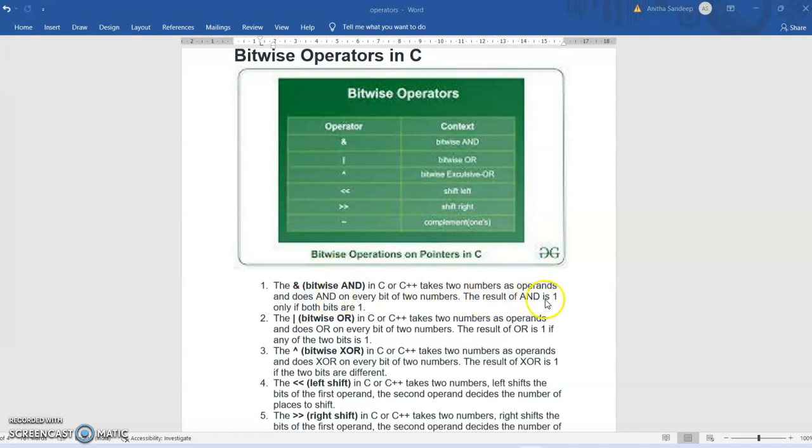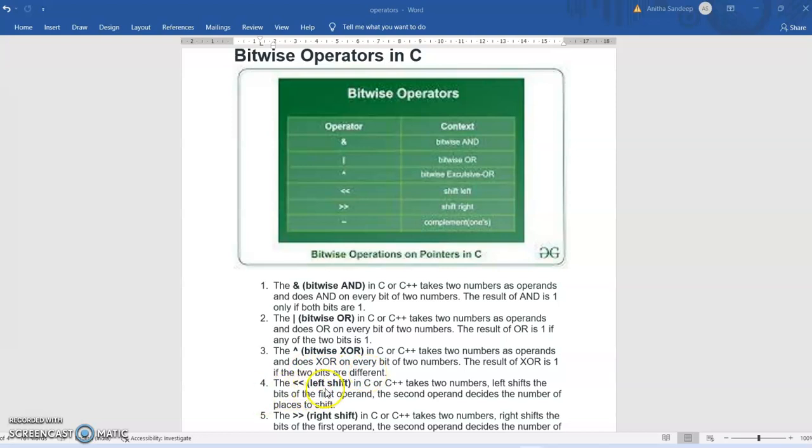So the result of AND is 1 when both the bits are 1. Next is bitwise OR. Again, it takes two integer operands, and the result of bitwise OR is 1 if any one of the two bits is 1. This will be done for every bit of the input data. Next is bitwise XOR. Here again, it takes two operands, and the result of XOR is 1 if both the bits are different. It means one is 0 and other is 1.